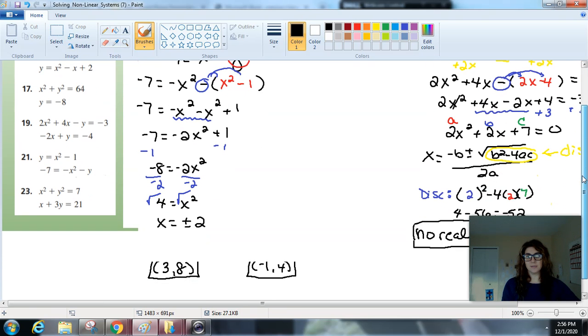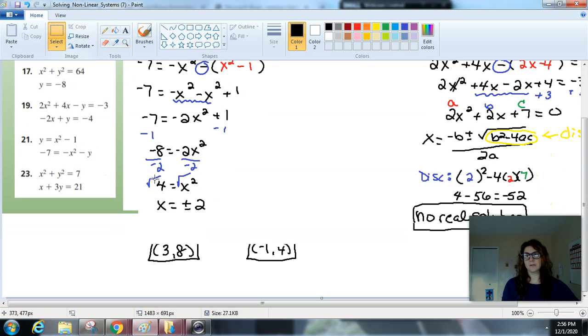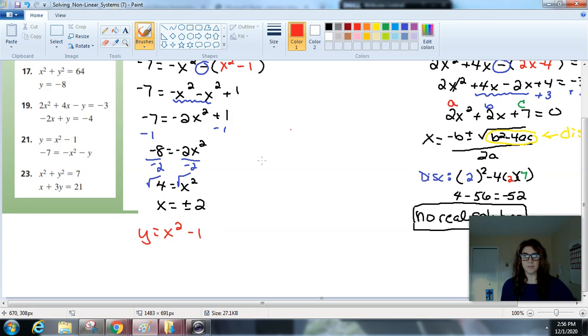So let me scroll down here. Let's clear that out. Now we got to figure out, well, what are the y's? If these are my x's, I'm going to take my y equation, which was y equals x squared minus 1. I'm going to do it twice. Once where x equaled the positive 2, and once where it equaled the negative 2. So we're going to plug them in.